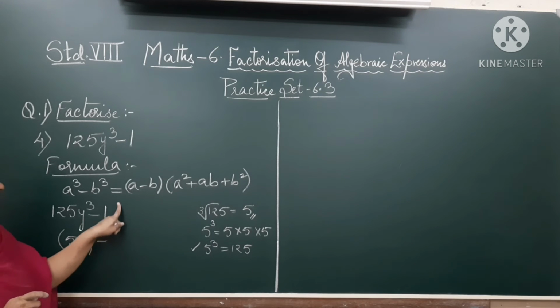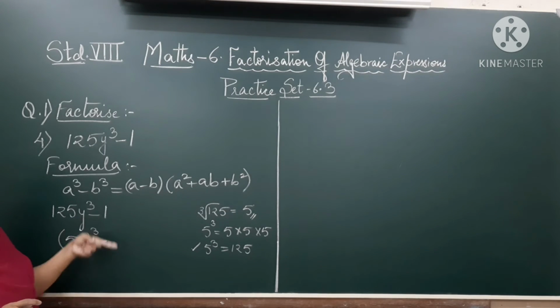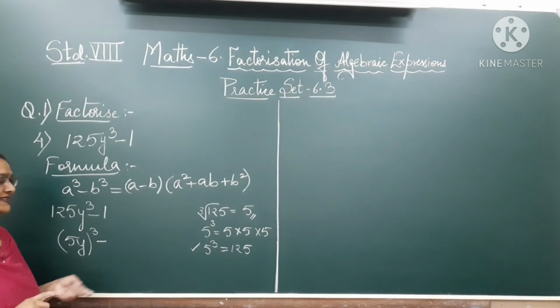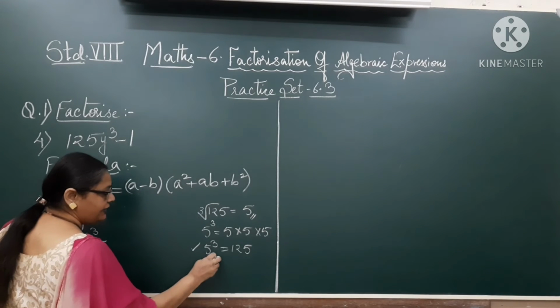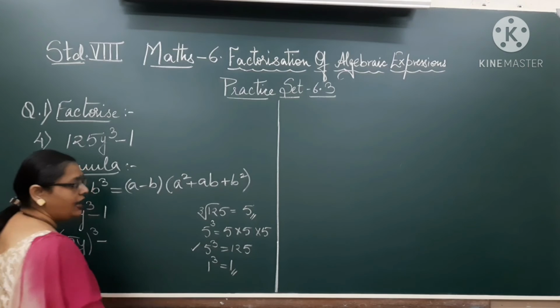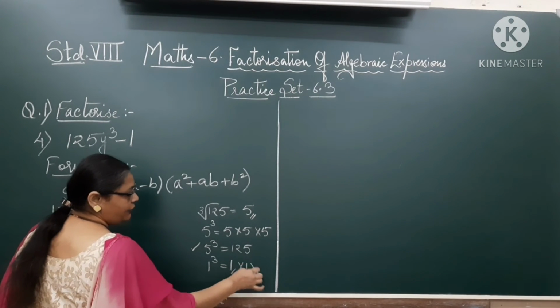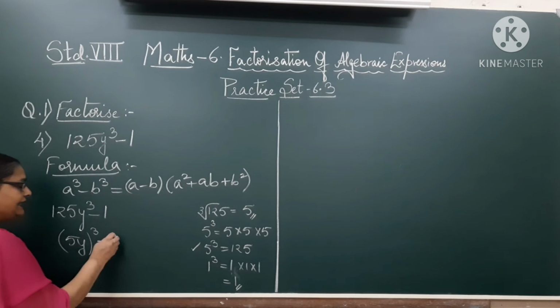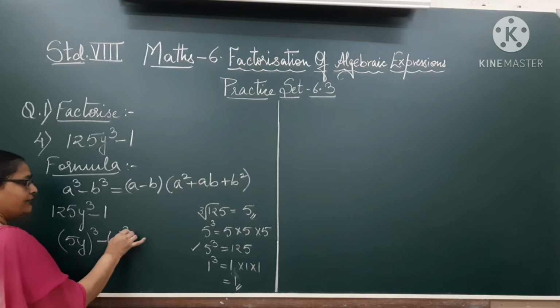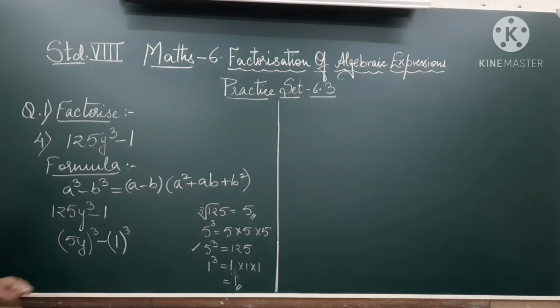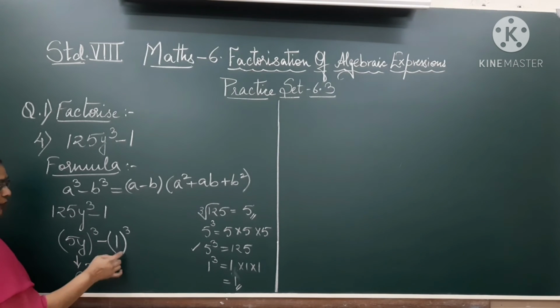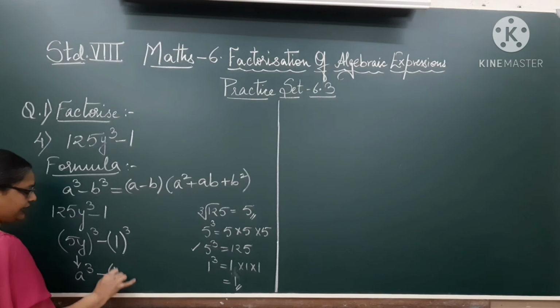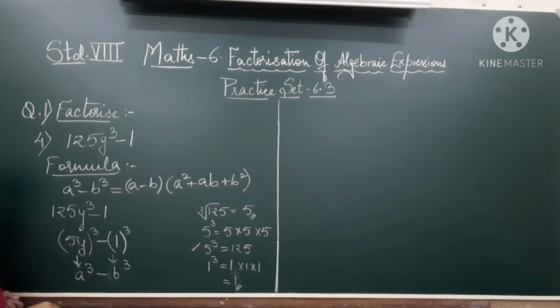But what about this one? We don't have any particular number whose cube root we have to find out. But remember students, the cube of 1 is also equal to 1. How is it? Of course 1 ones are 1, 1 ones are 1, so it is going to be equal to 1. So 1 can be written as 1 bracket cube or 1 whole cube. So now I have got 5y the whole cube as a cube minus 1 cube as b cube. Then you write it in the bracket or you don't write, doesn't matter. Now 1 cube is in the form of b cube.